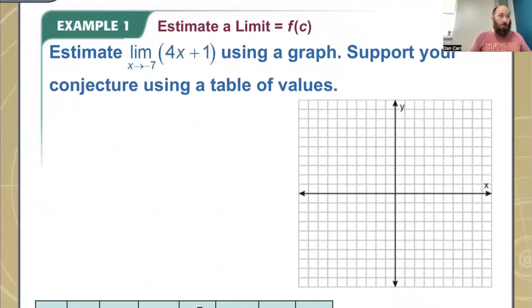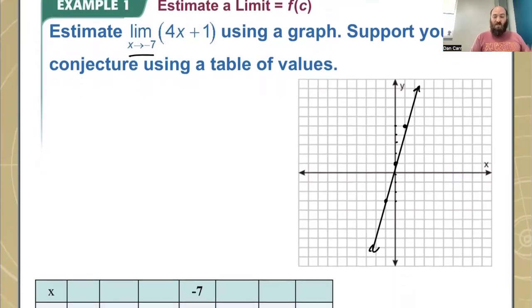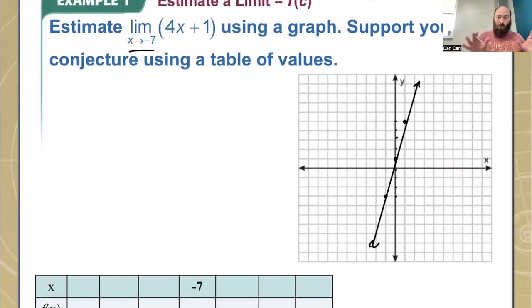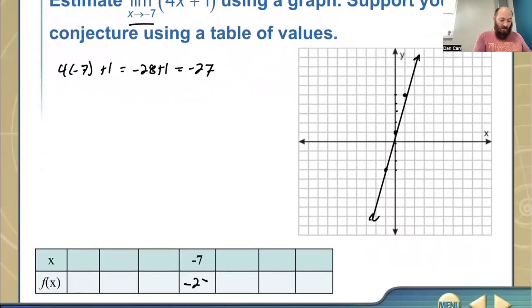Let's just graph that real quick. So 4x plus 1. It starts here and I go 1, 2, 3, 4 up to the right, 1, 2, 3, 4 down to the left. So this is my function here. Now, one of the things that might help to understand is what happens as x approaches -7. We have a table here to help demonstrate that, but my graph does not go that far. So if I do 4 times -7 plus 1, that's -28 plus 1, which is -27. So I know that it equals -27 here.